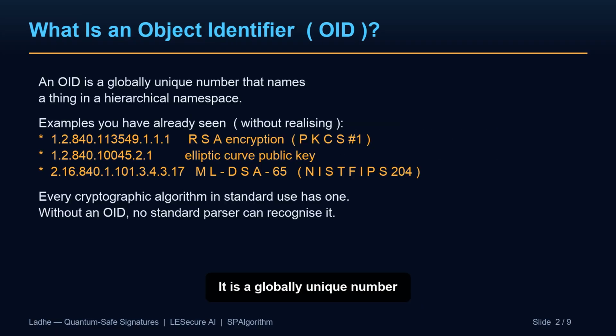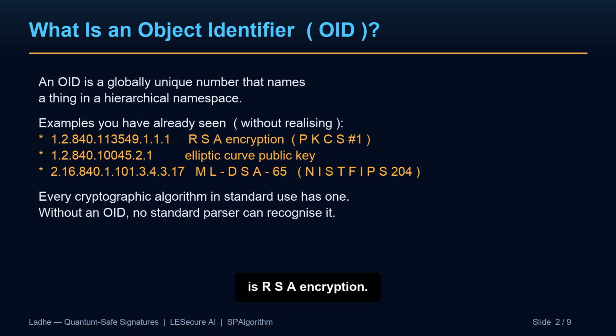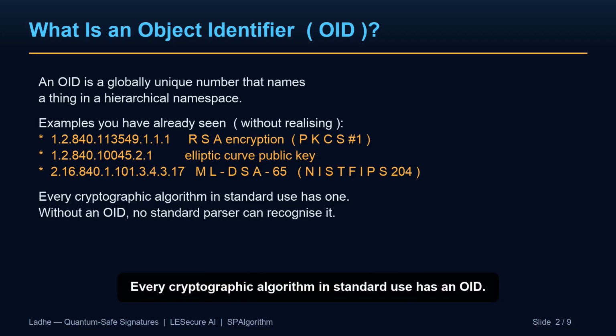A node. It is a globally unique number that names a thing in a hierarchical namespace. Some you have already seen without realizing. 1.2.840.113549 is RSA encryption. There is one for elliptic curves, and one for ML-DSA-65. Every cryptographic algorithm in standard use has a node. Without one, no standard parser can recognize it.